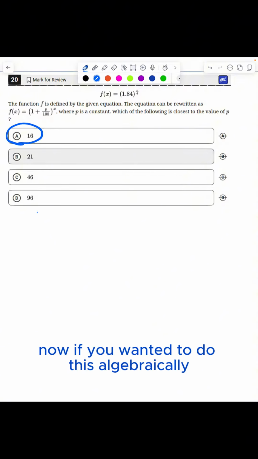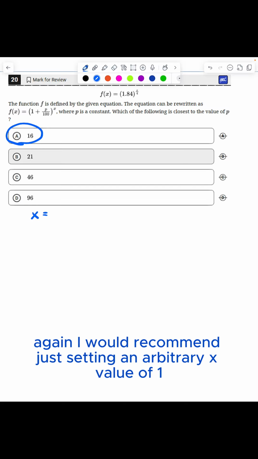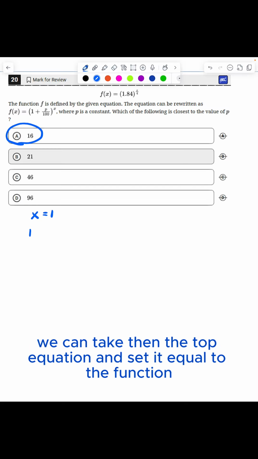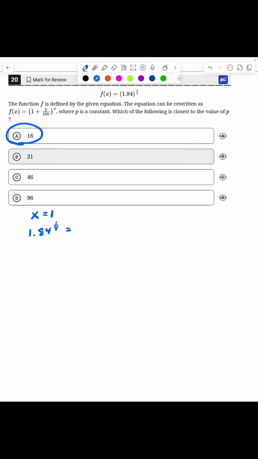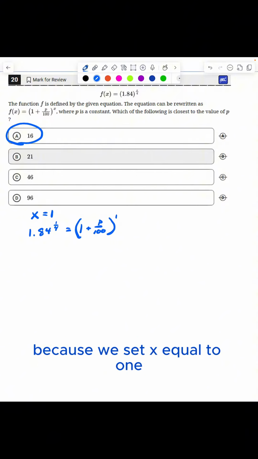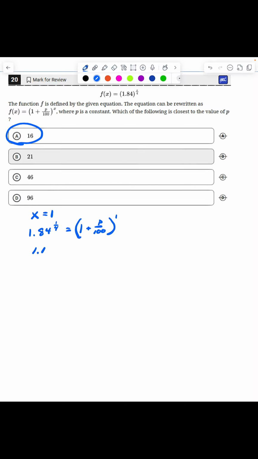Now, if you wanted to do this algebraically, it's also not terribly difficult. Again, I would recommend just setting an arbitrary x value of 1 because it simply makes the math easy. We can take then the top equation and set it equal to the function. And that right-hand side is just going to be raised to a value of 1 because we set x equal to 1. Well, 1.84 to the 1/4, that equals 1.16.